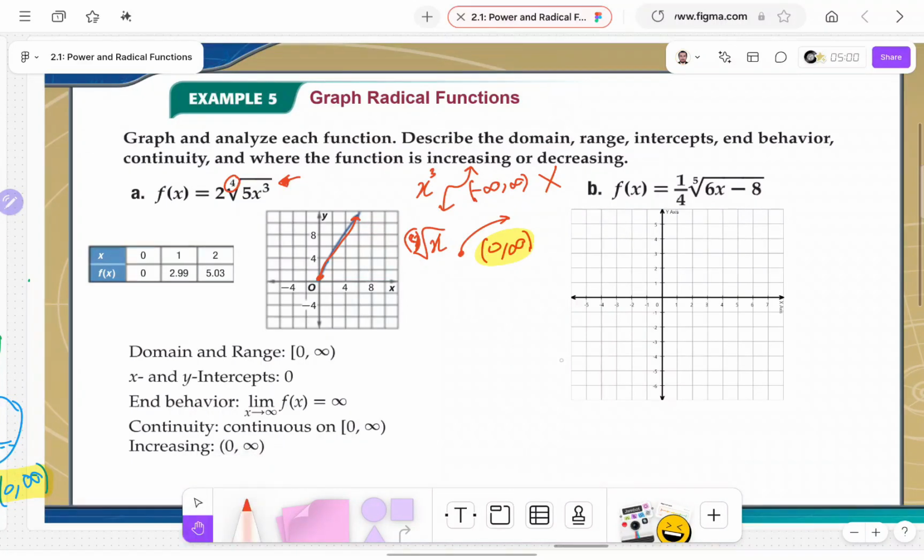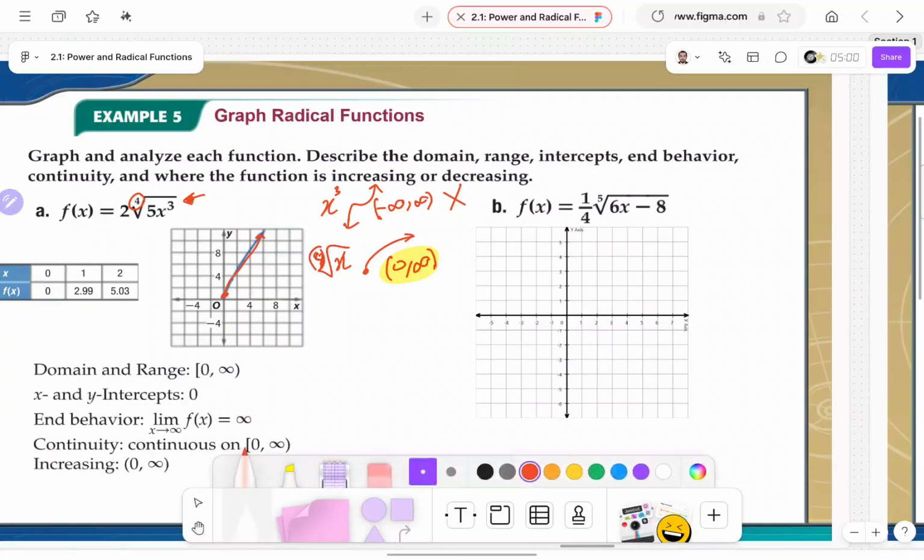This one has h, and it has some stretching part. So if I need to know this one, I have a common factor in 6x minus 8. So I can rewrite the question: f of x is equal to 1 over 4 root of 5. What's the common factor between 6 and 8? It is 2. So 3x minus 4. Okay, so now this is the common factor.